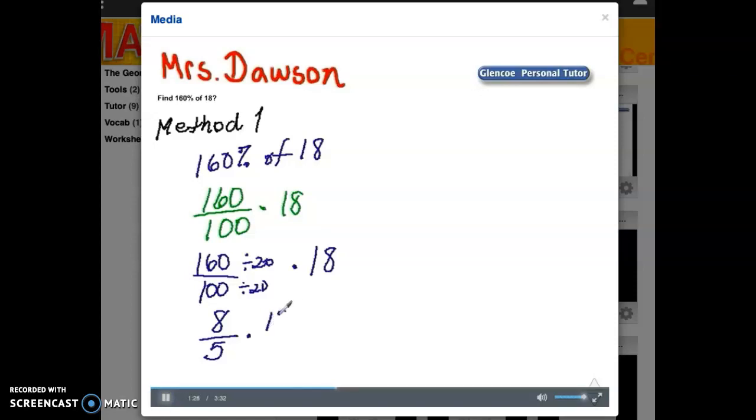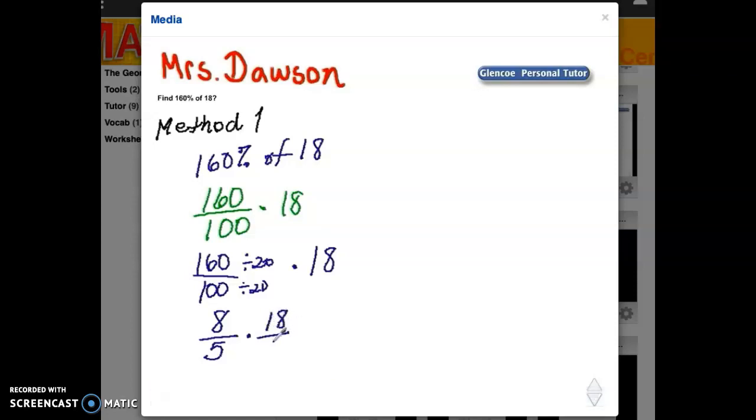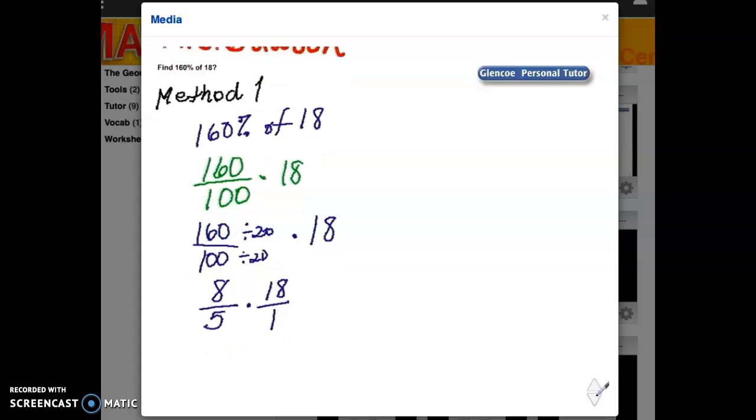By 18, or 18 over 1. 8 times 18 is 144. 5 times 1 is 5. Using method 1 with fractions, 160% of 18 is 144 over 5.